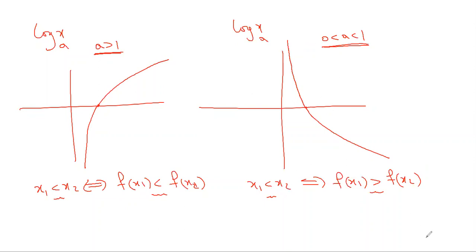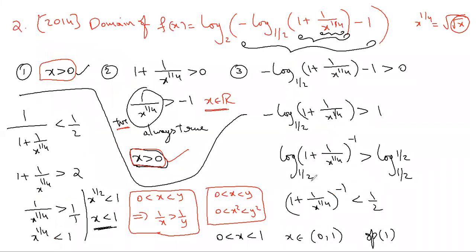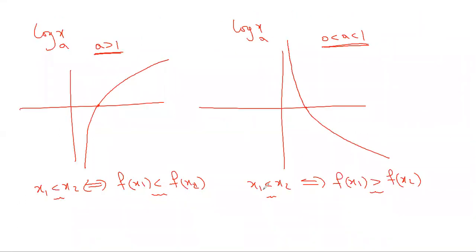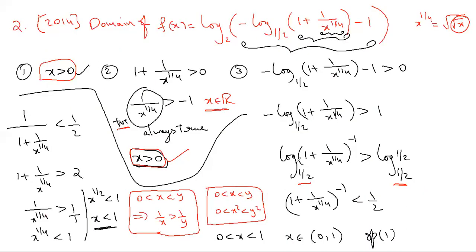So here in our problem, the base is half. Half is less than 1, so that means it is a decreasing function. So when you're applying or removing the function, the inequality should be reversed. Here we are removing the logarithm with base half, so that's why the greater than inequality will be reversed as less than. If less than is already there, that will be reversed and you get greater than.